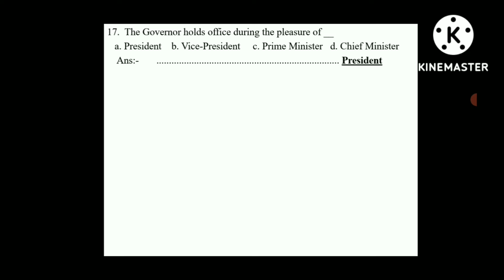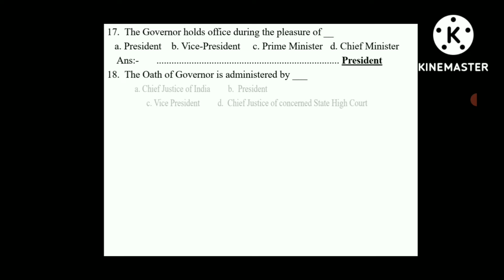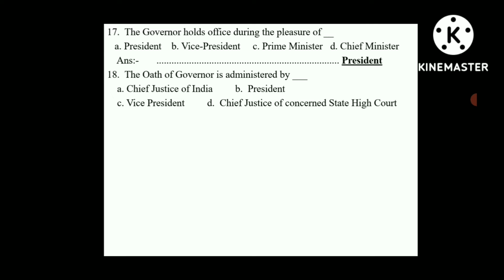Now again a question regarding the governor, question number 18: the oath of governor is administered by. Who administers the oath of governor? Is it Chief Justice of India, President, Vice President, or the Chief Justice of concerned State High Court? The oath of governor, kindly try to remember it. It is the Chief Justice of concerned State High Court who administers the oath of governor.